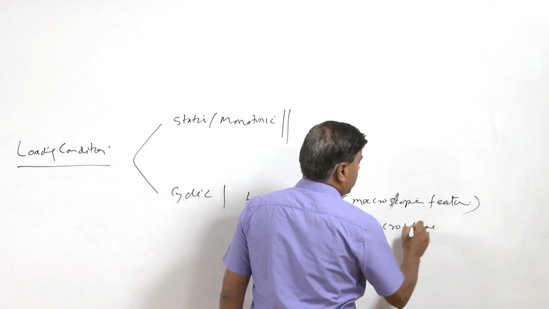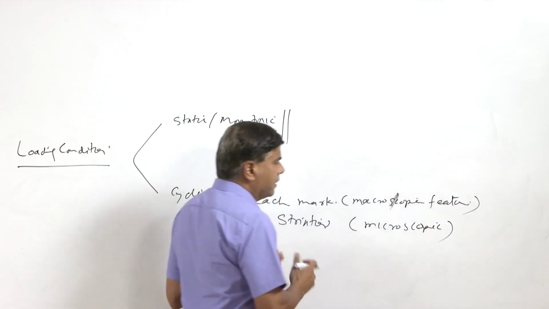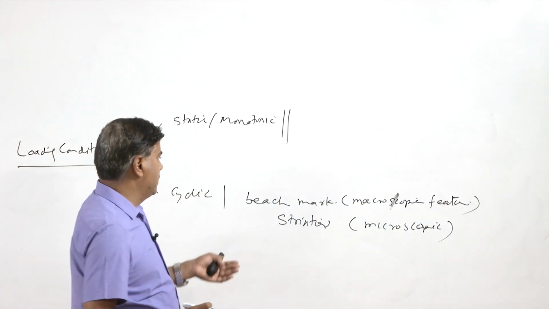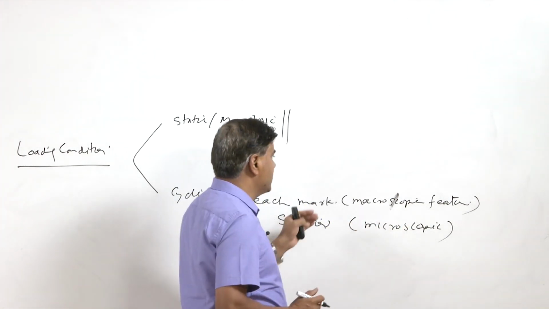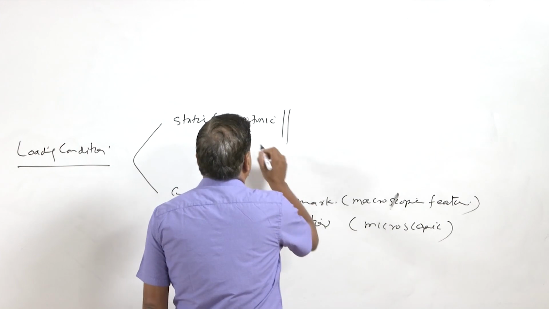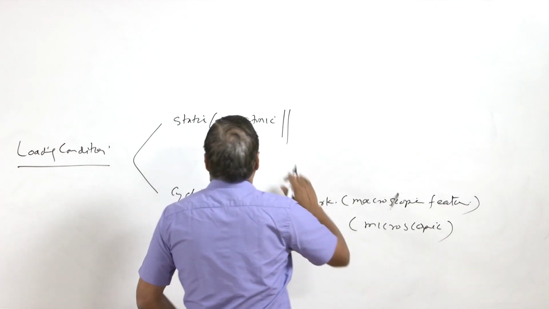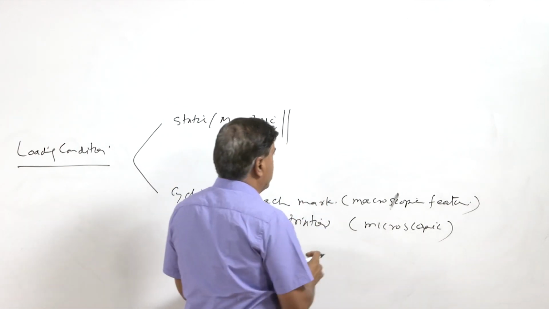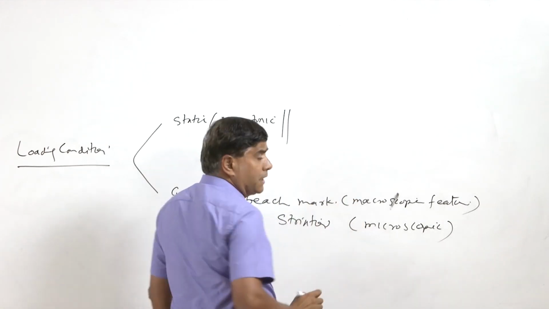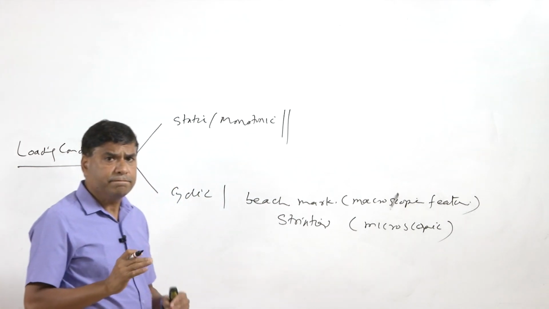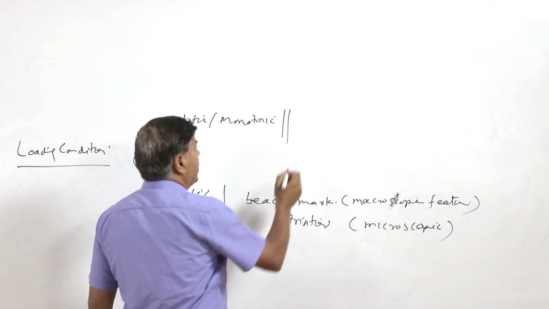So, we do not get the striations using the naked eye or low magnification lenses. We need the scanning electron microscope to observe these striations. On the other hand, no such beach marks or striations will be there on the fracture surface. So, they will be the static or they will be the monotonic fractures.